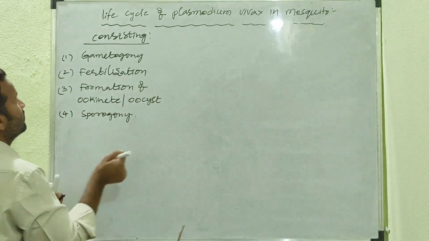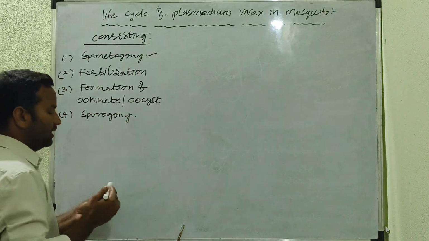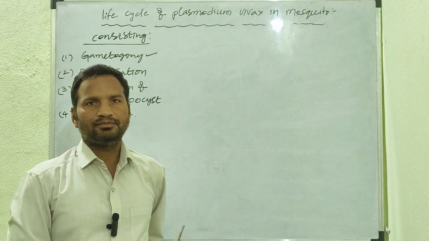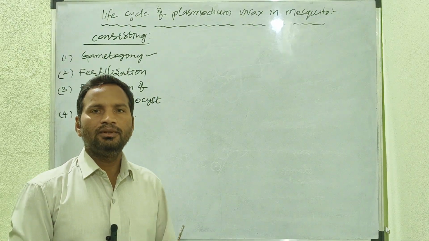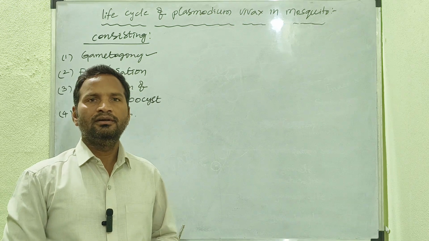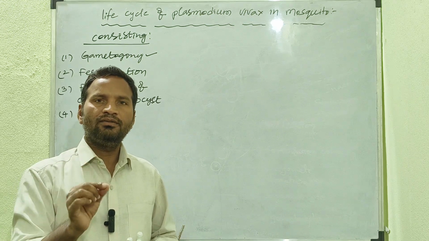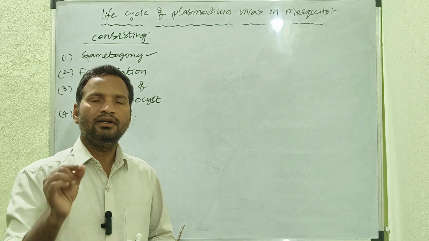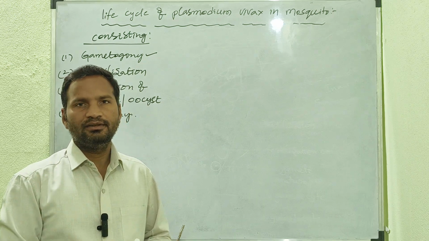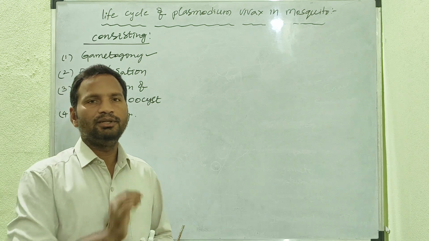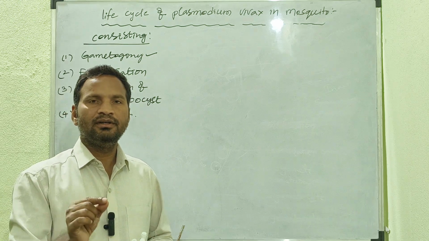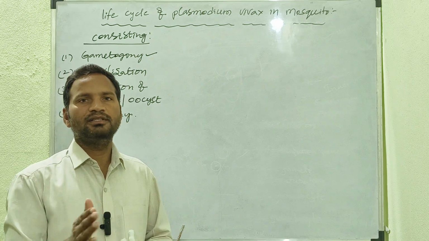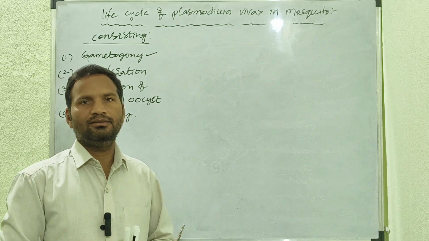Now let us discuss what gametogony is. I think you know very well about gametes. Gametogony means the formation of male and female gametes from male and female gametocytes. Got it? Simply, the process by which male gamete and female gamete are formed is called gametogony.